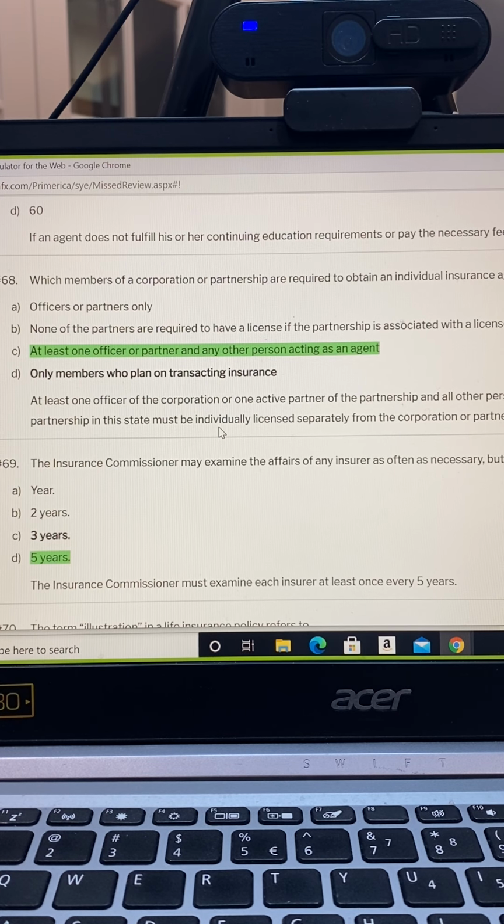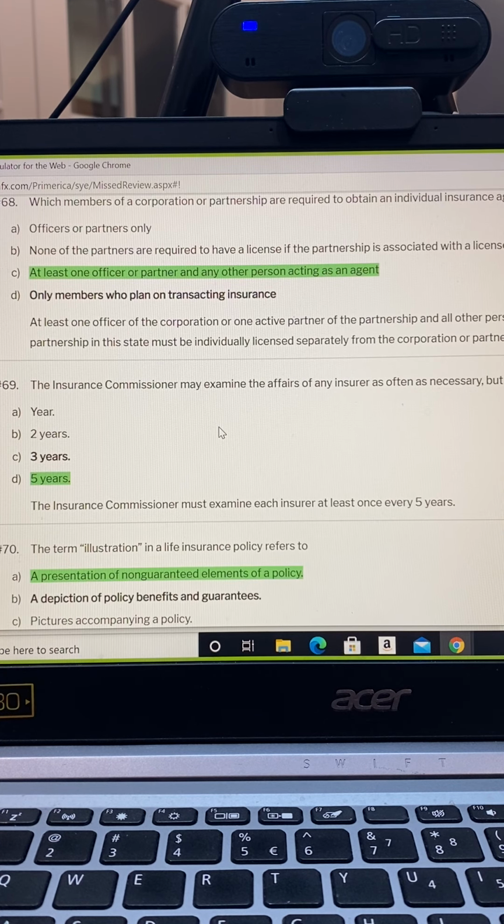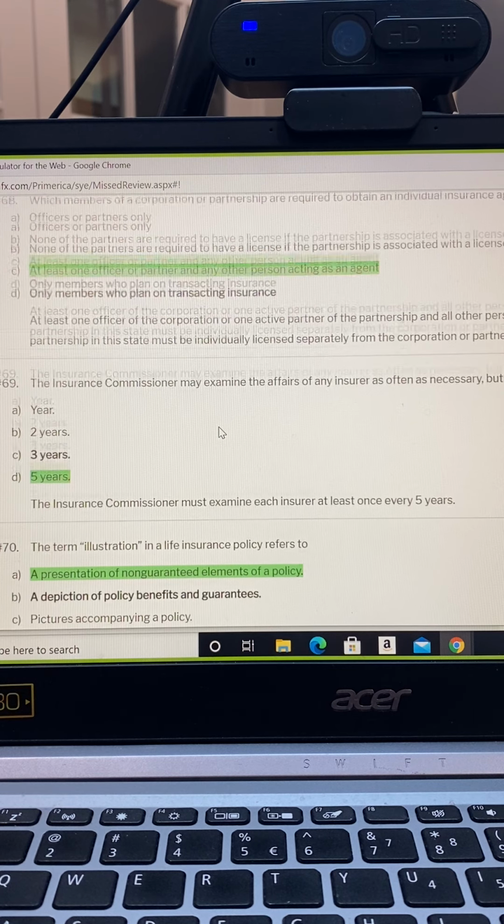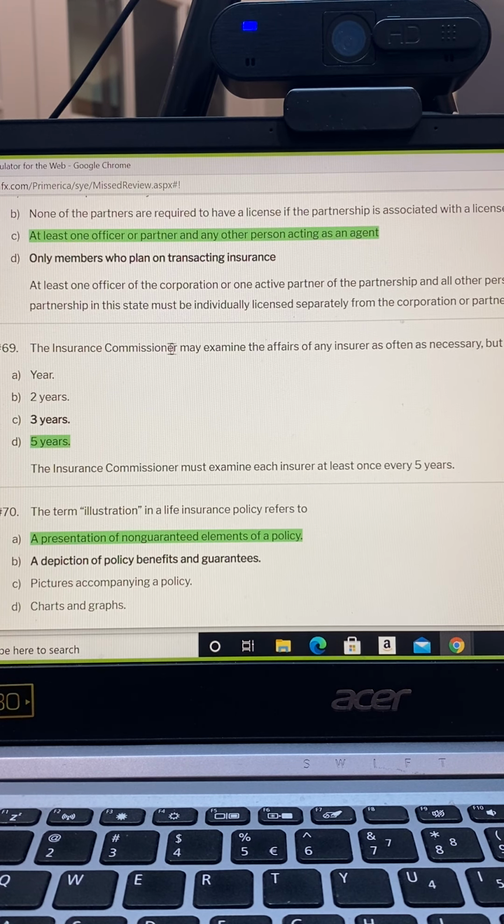Which members of a corporation or partnership are required to obtain an individual insurance agent license in order for the association to be licensed? At least one officer or active partner. Okay. All right. I didn't know that. One officer must be licensed. The insurance commissioner may examine the affairs of any insured. I said 3 years. It's every 5 years.